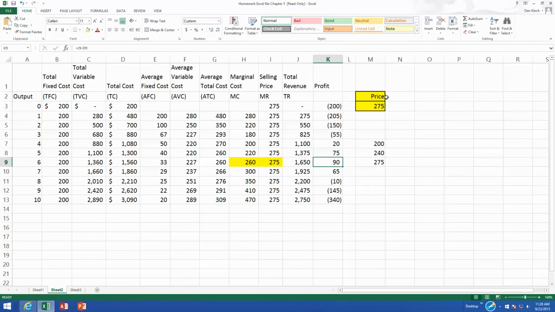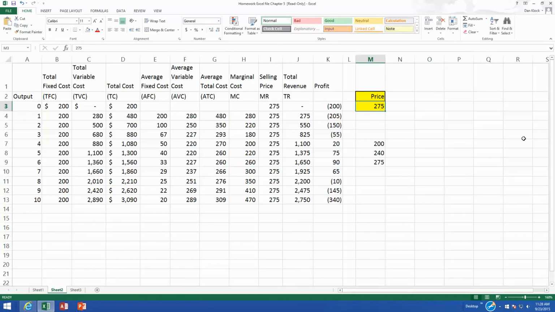So again, if prices drop, I should restrict my output. That will allow me, because if I produced again at 7, I wouldn't be making as much profit as if I produced at the output of 6. So just try to play around with these things. I'm going to take off my fill color again.